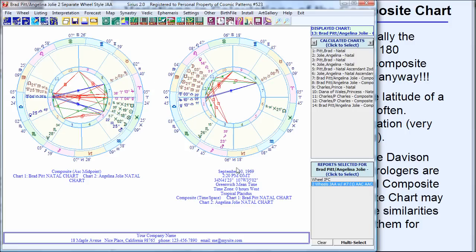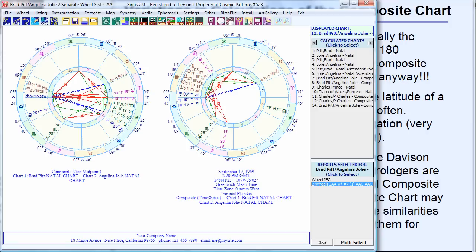So this is taking the midpoint in time, so they're about 12 years apart. So you take a date that's 6 years after Brad was born and 6 years before Angelina was born, the exact moment, and you take the midpoint of the places they were born, and that's a time-space composite. That may also work. That may also be important. There are astrologers who swear by it. But both may work.